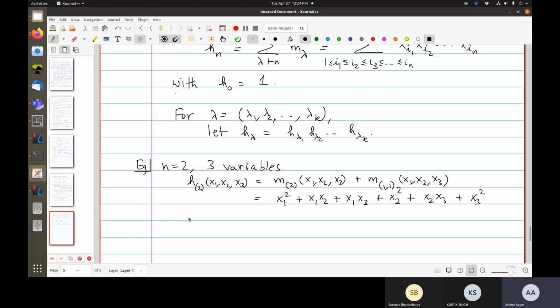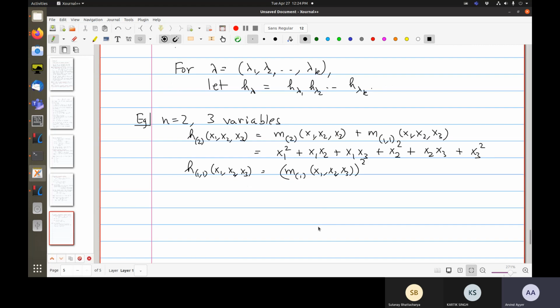So that is h2, and h11 of x1, x2, x3 is h1 of x1, x2, x3 whole squared, which is x1 plus x2 plus x3 whole squared, which we have seen before as e1 squared.